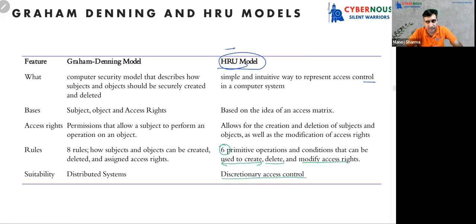If you ask me for an example, you use Windows machines as well. That is where it is up to the discretion of the user itself. If you yourself are the admin having the right level of privileges, you can make further users as well. You can delete a particular object, you can create a particular object, you can change the access control list on that particular object. Everything is available to you. So in one way, you are using the HRU model there. So I hope this slide might have given you clarity between Graham-Denning and HRU.